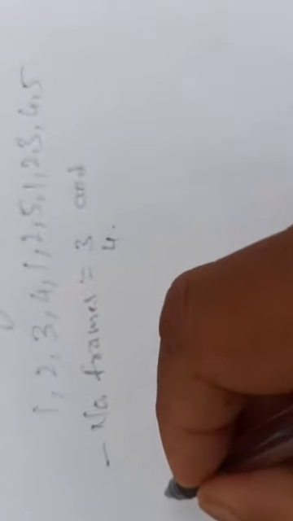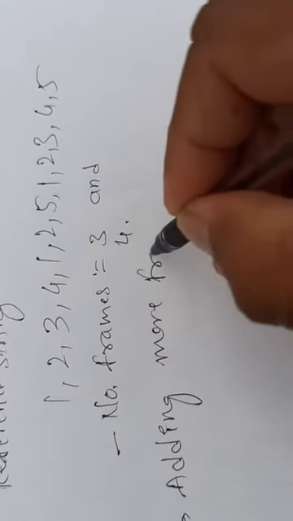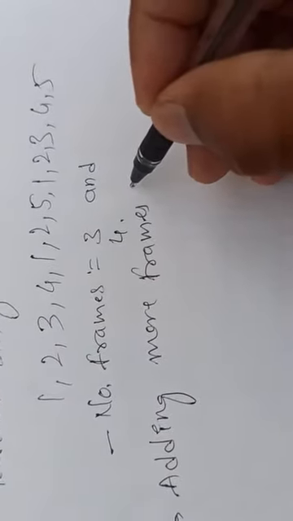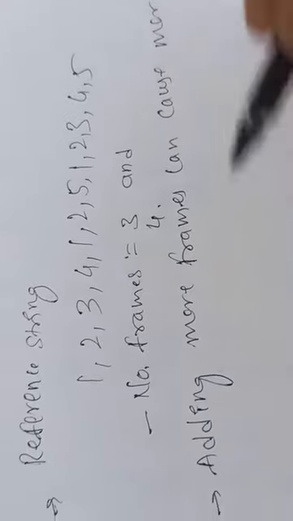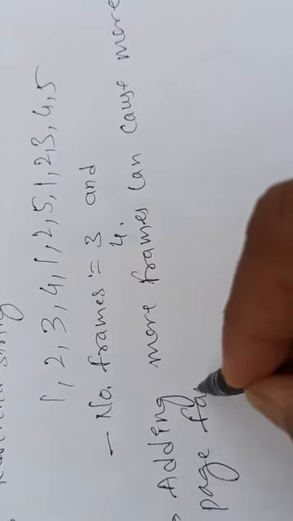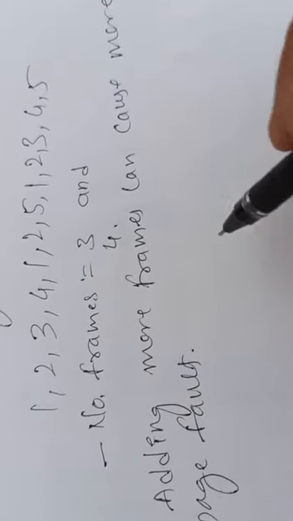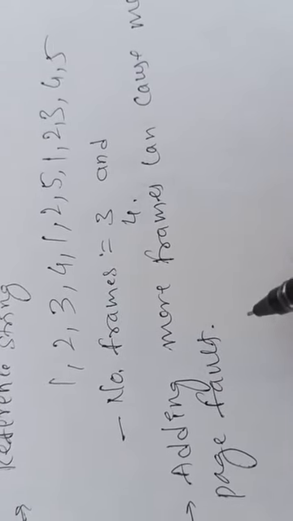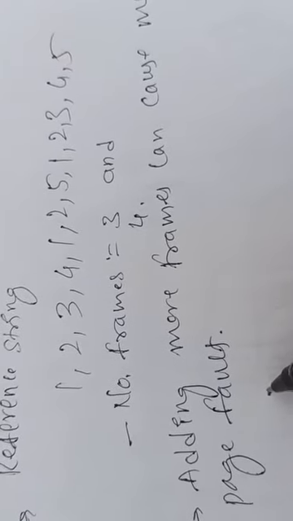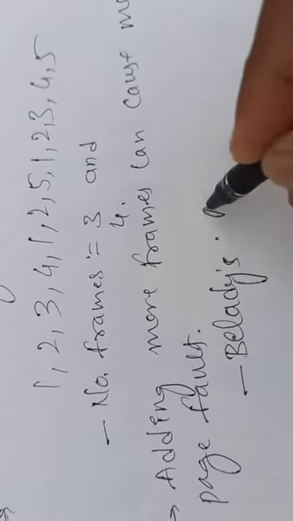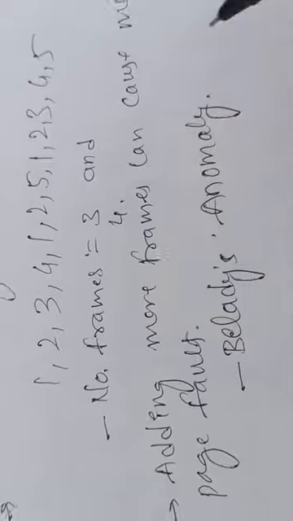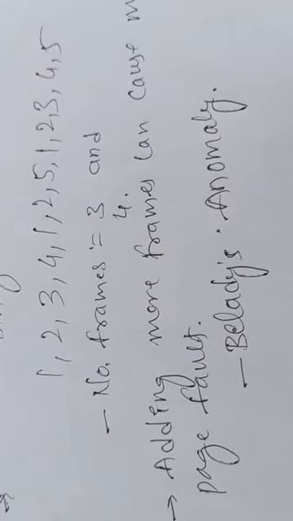And here, see what happens with the first in first out algorithm. Adding more frames, what is going to happen here? Adding more frames can cause more page faults. If you add more frames to the physical memory, it can go on causing more page faults. This is called Belady's anomaly. This is a problem with the first in first out algorithm.